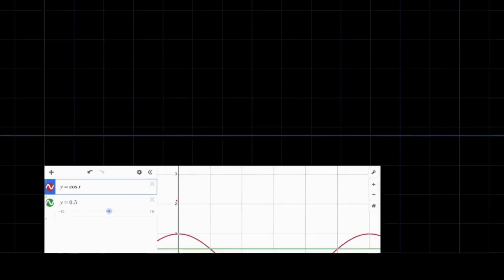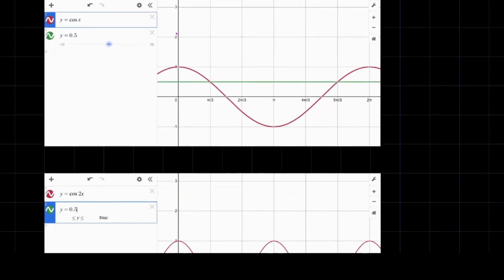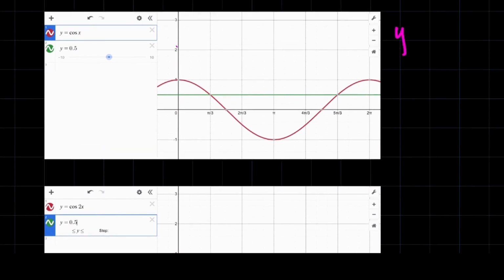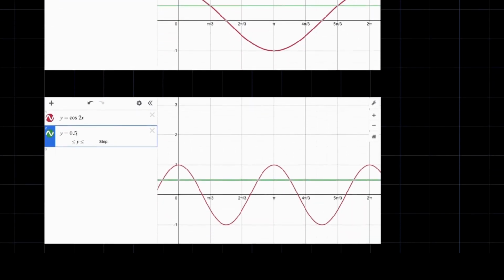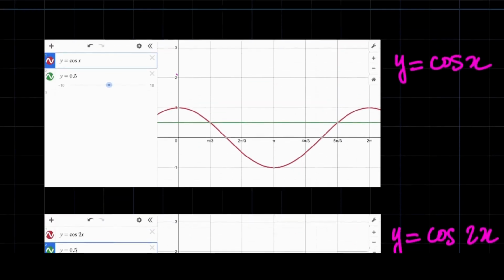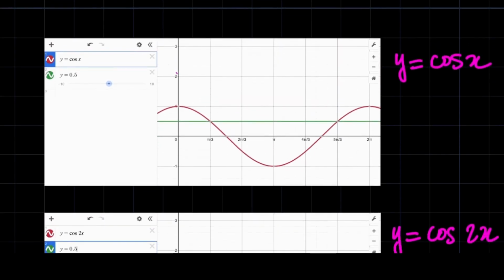So let's have a look at the graph of y = cos x. y = cos x is shown here. So this one is y = cos x. And we can also have a look at the graph of y = cos 2x. If you notice, y = cos x between 0 and 2π, which is this domain here, you can see a complete cos wave here.